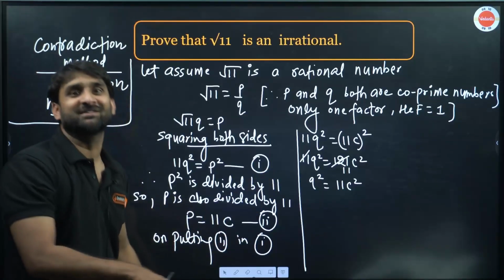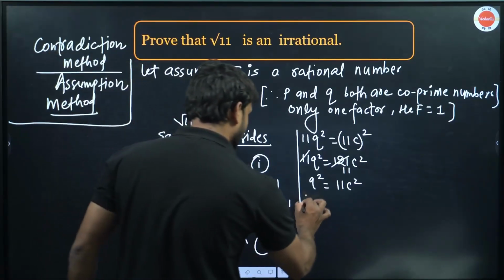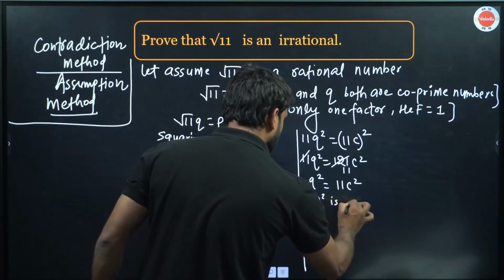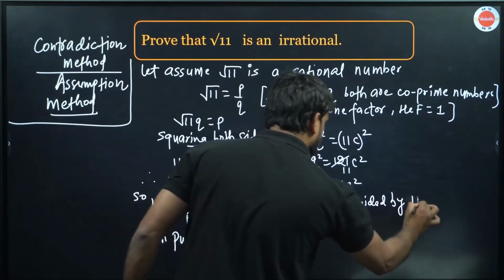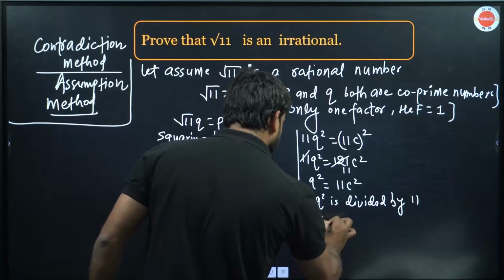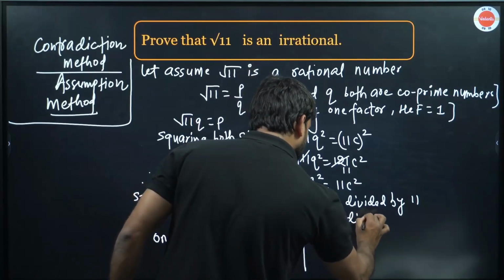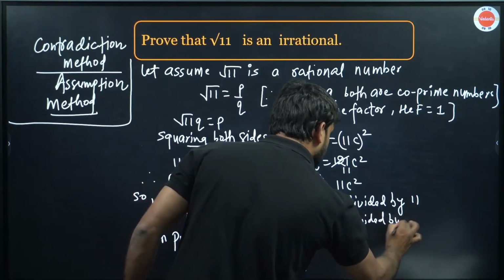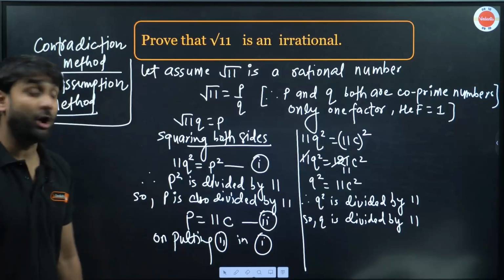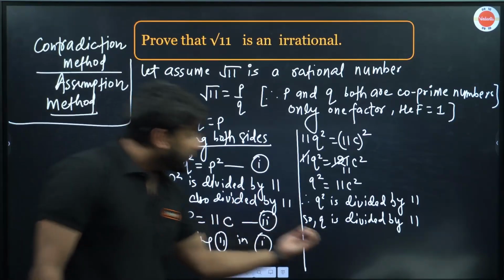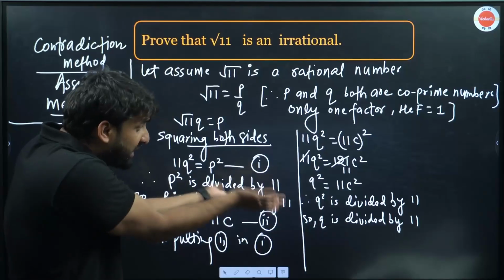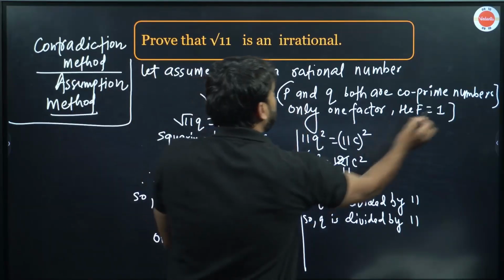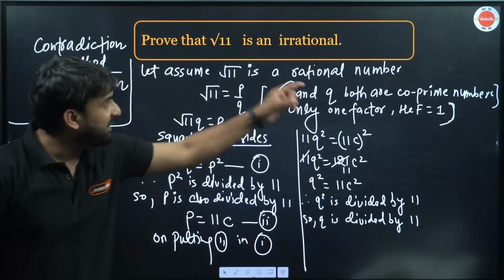Now q square is divisible by 11. So q square is divided by 11, so q is divided by 11. Oh my god, p is divided by 11, q is divided by 11. It is the contradiction. The contradiction has occurred because p and q both are co-prime pairs. Only one common factor will be there.